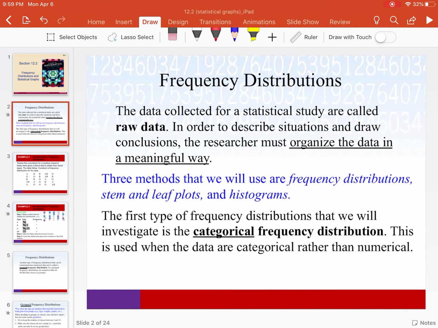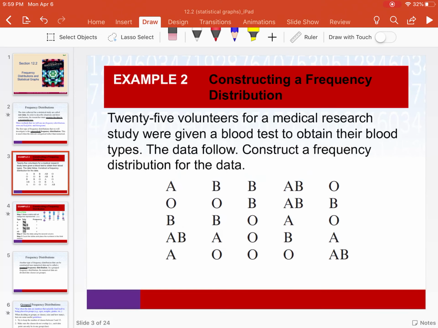So let's go over a categorical frequency distribution first. So here's the idea. Now this is just a small sample. 25 volunteers were given a blood test, and below is the data. The more data you have, the more important it is to organize it and display it in meaningful ways. But even this, it's kind of hard to get a feel for what it is exactly we have. So a frequency distribution will simply make a count, like a tally mark of the different blood types, and quickly see which one's the most, which one's the least, things like that.